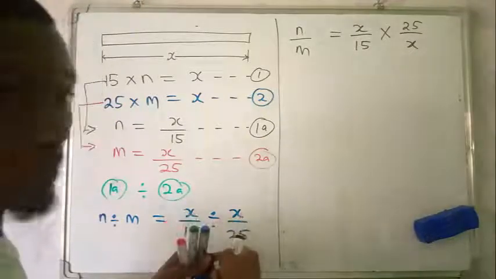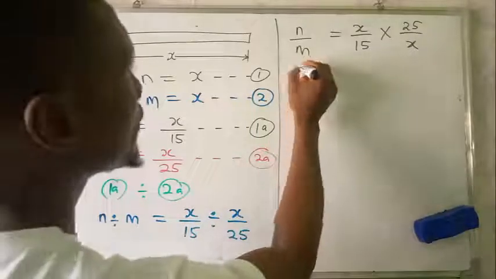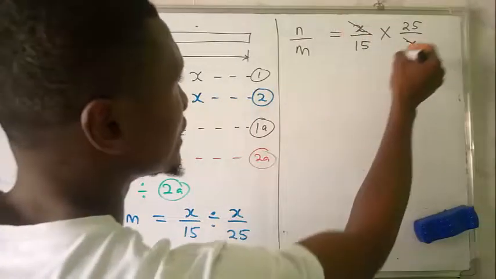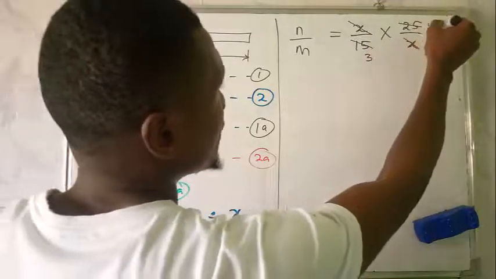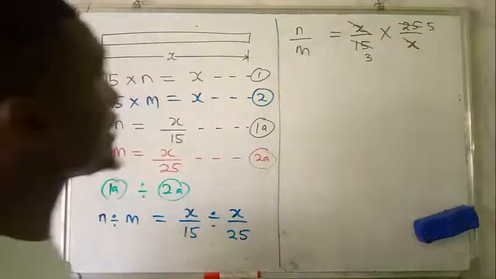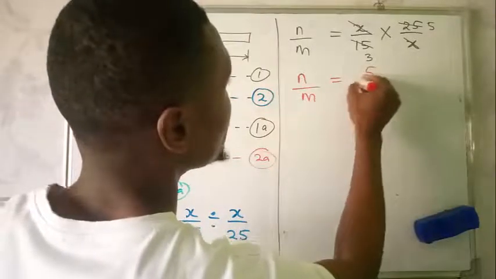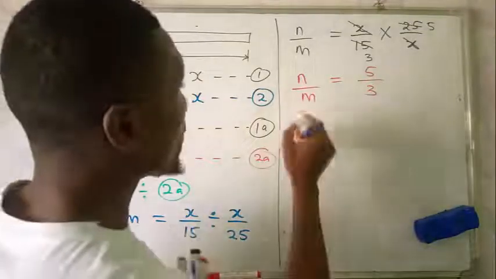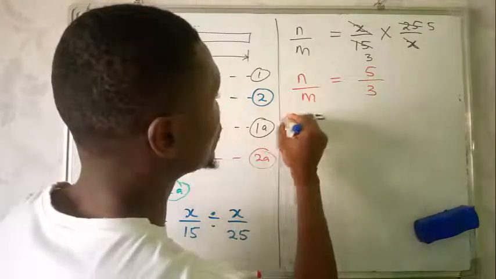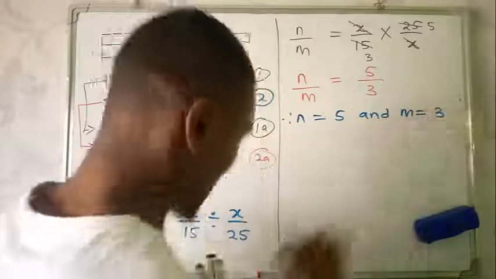This x becomes my denominator and my 25 becomes our numerator, okay? So this is now going to give us that x here is going to cancel x here. And of course, 5 here will give us 3 and 5 here will give us 5. So we are left with n over m equal to 5 over 3. This simply implies that our n is equal to 5 and our m is equal to 3.